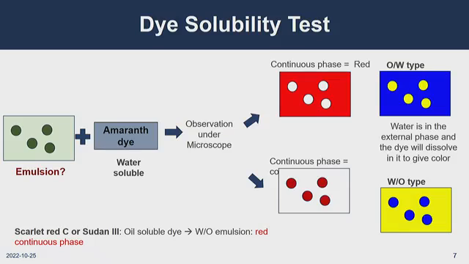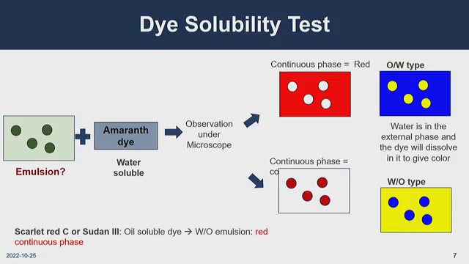The dye is water soluble. So if our emulsion is oil in water, meaning the continuous phase is water, the dye will be soluble in the continuous phase, and the continuous phase will be colored in red. And this is how we identify the oil in water.